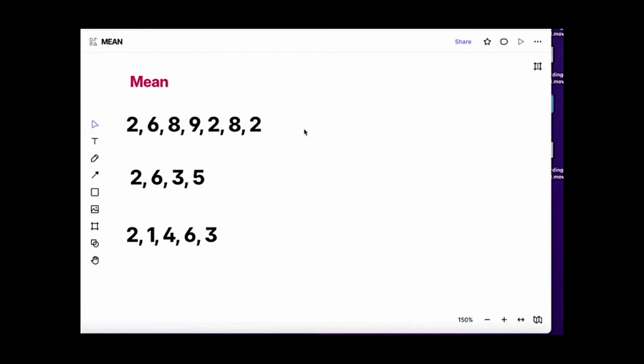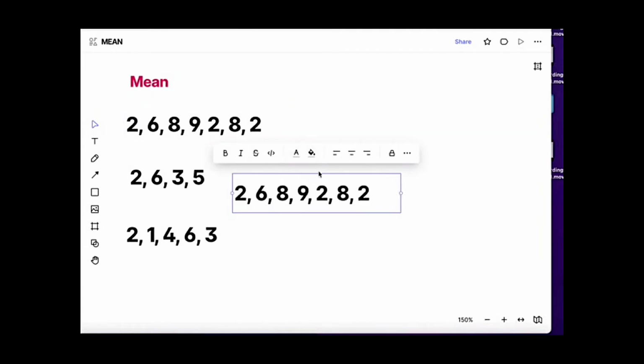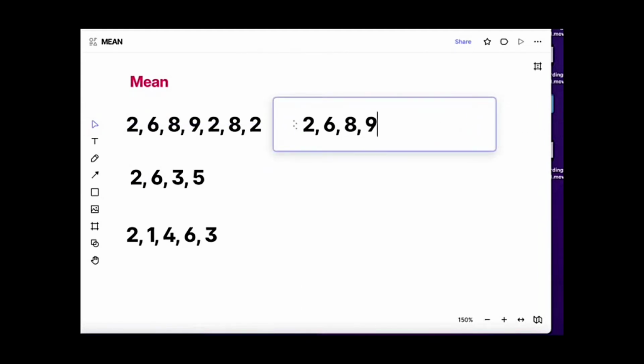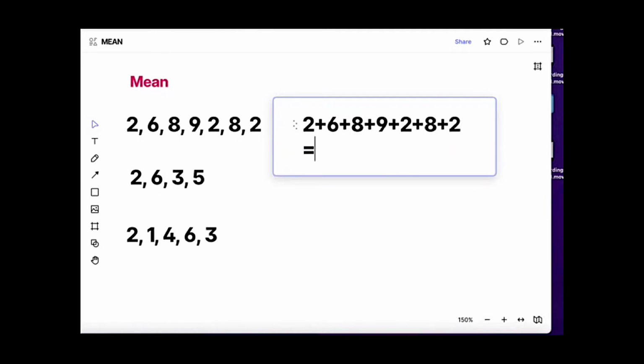We need to start by adding our list. So we've got this number here, and let me just enter it right here. Okay, and let's start by adding them all. So we want to add the 2 plus the 6 plus the 8 plus the 9 plus the 2 plus the 8 and plus the 2. Okay, so let's get our calculators out and let's figure out how much this is. So when I look at it, we are getting a 37.